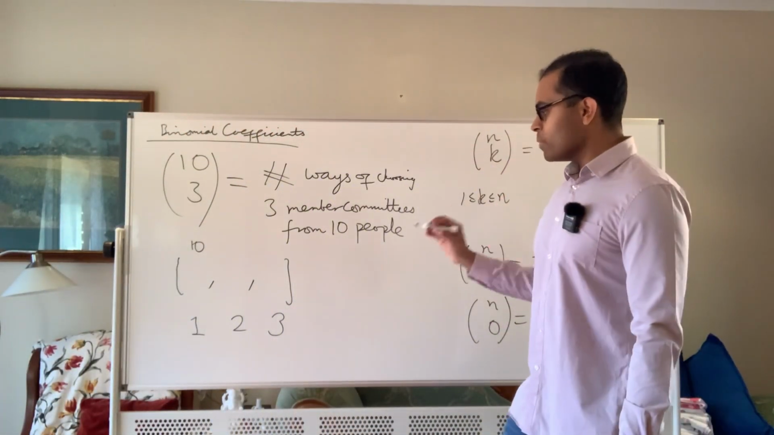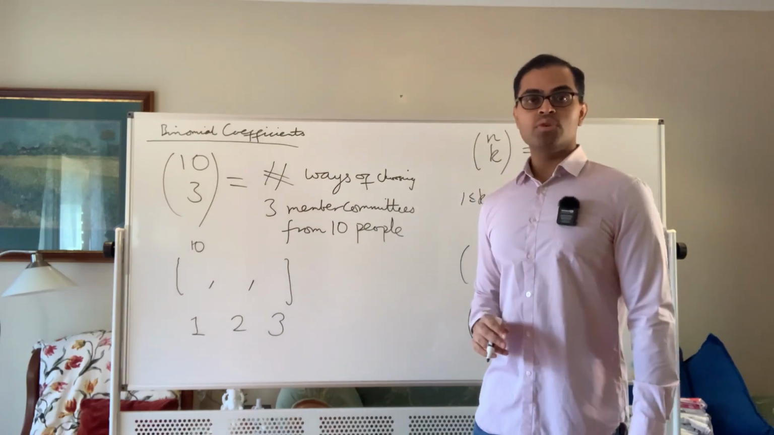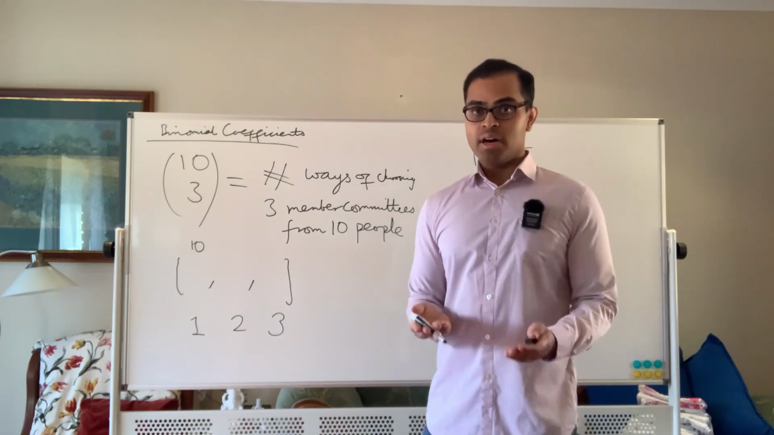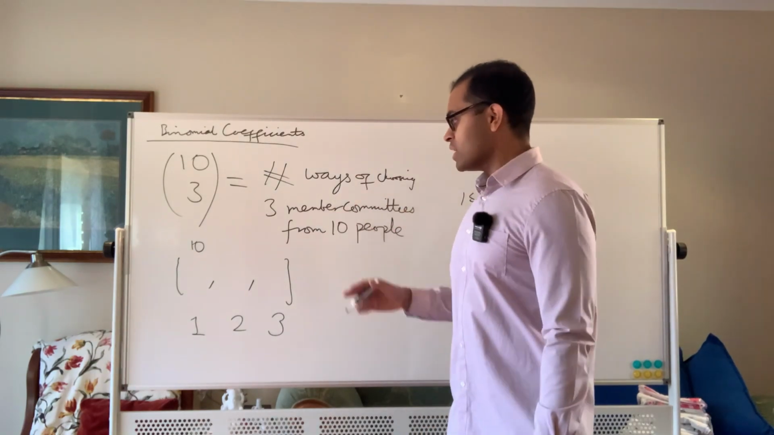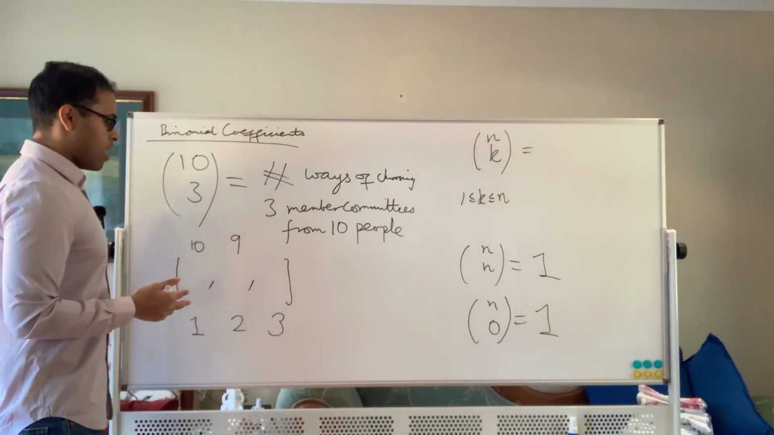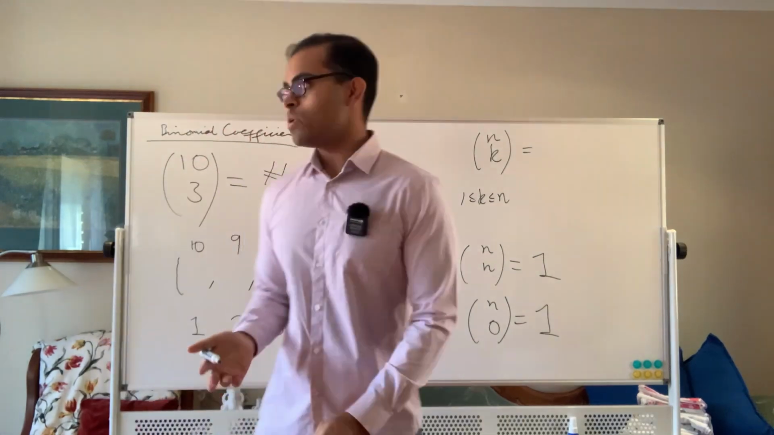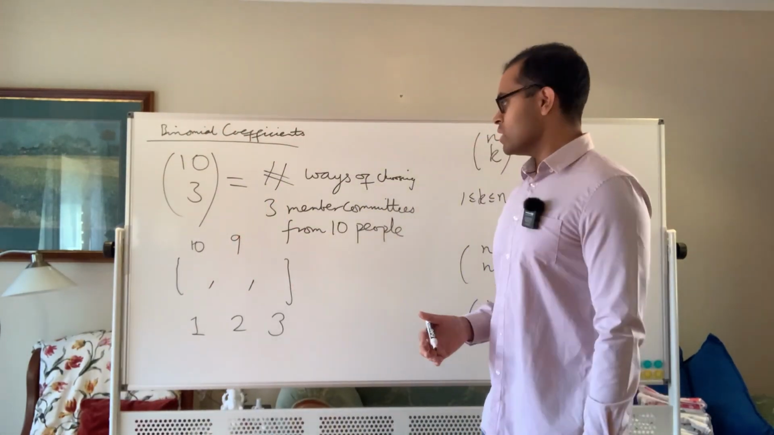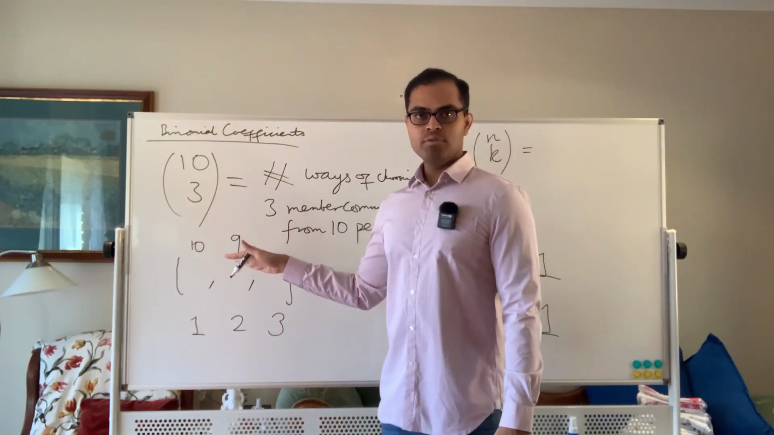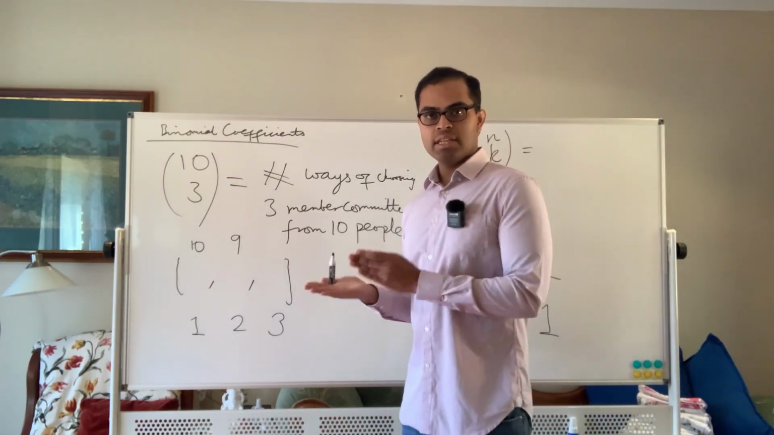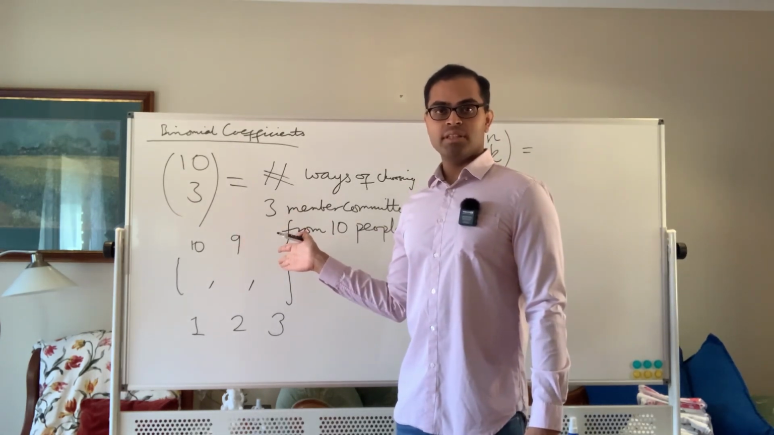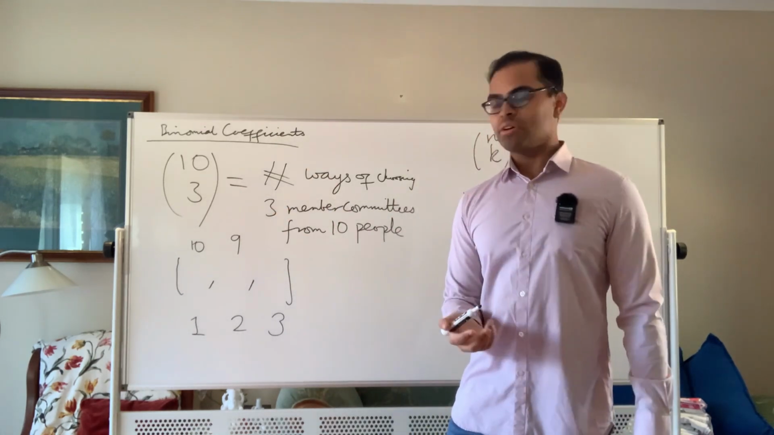Then how many choices are there for the second person once we've chosen the first person? Once you've chosen the first person, you can't choose him or her anymore. So you have 9 possible choices for the second person. Now what about the third person? Once you've chosen the first 2 people, you have 10 choices for the first person and 9 choices for the second person. Once you've chosen them, how many possible choices do you have for the third person in your group of 10? Well, you have 8 choices.